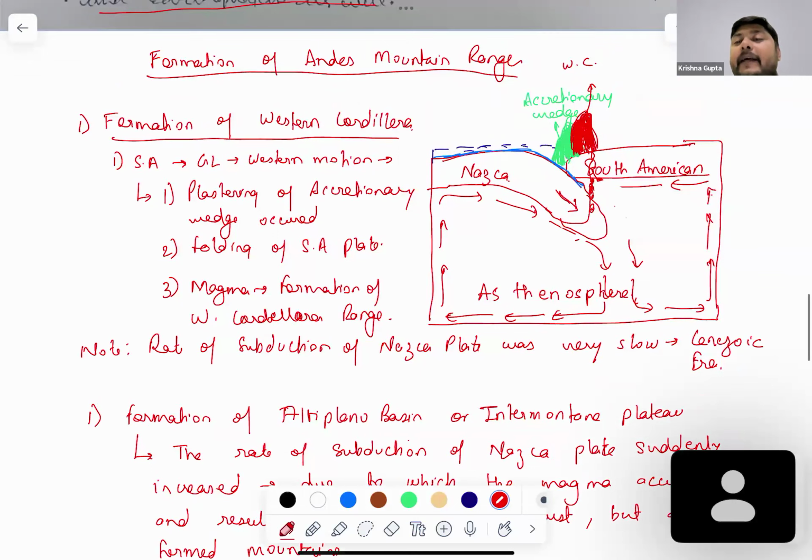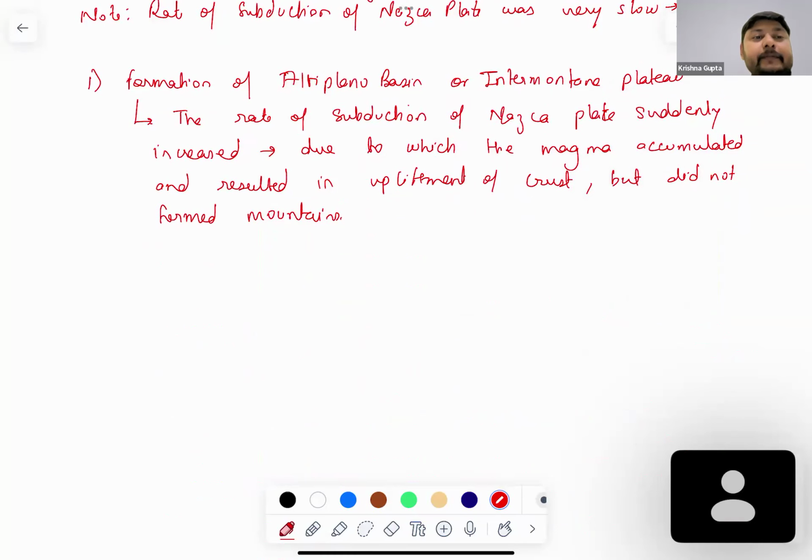Now, looking at this part in the diagram, during this particular phase, this is a fast phase. Here we'll be seeing that the magma accumulated in a similar way. And here the South American crust started to uplift, but magma did not come out in this particular region. This region was uplifted. Now, this was the second part. In the third part, the formation of the Eastern Cordillera.